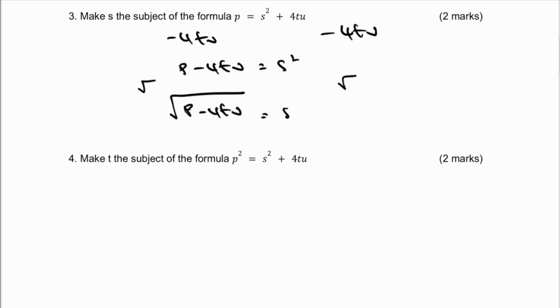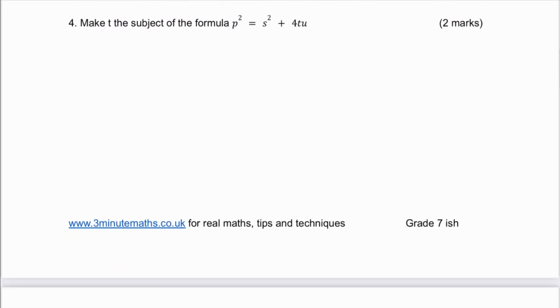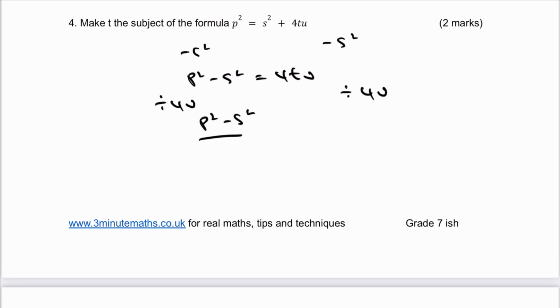Okay, so we can move along at these at a fairly good pace, providing we've got these general principles in place. So this one we're going to make t the subject of the formula. Again, I don't need s squared there, so I'm going to minus s squared from both sides, and I'm going to get p squared minus s squared equals 4tu. I'm looking to make t the subject, so therefore I'm going to divide both sides by 4u, and I can write that as a fraction, p squared minus s squared all over 4u, and that's going to equal t.